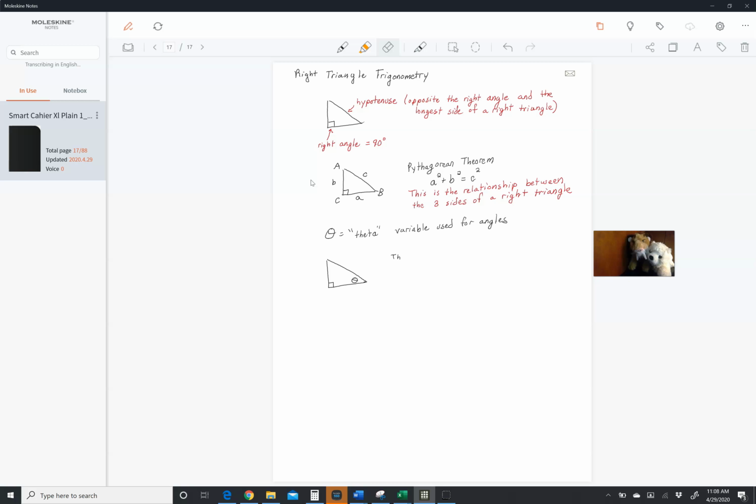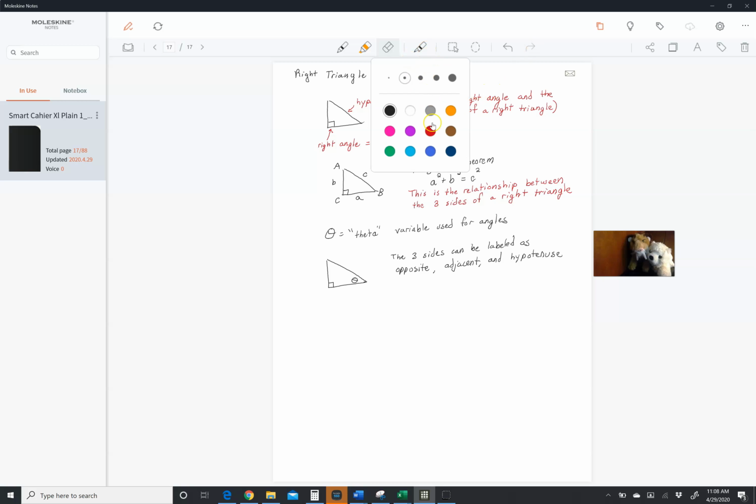So the three sides can be labeled as opposite, adjacent, and hypotenuse. And the hypotenuse we already know is always opposite the right angle.